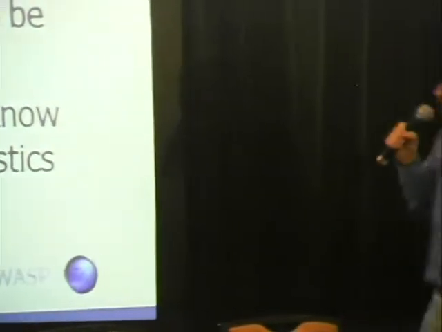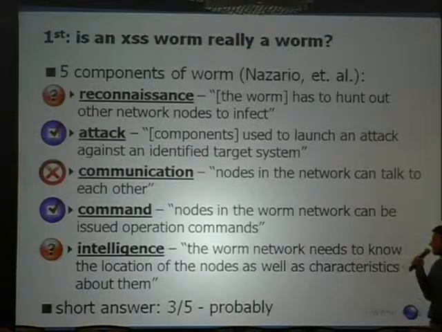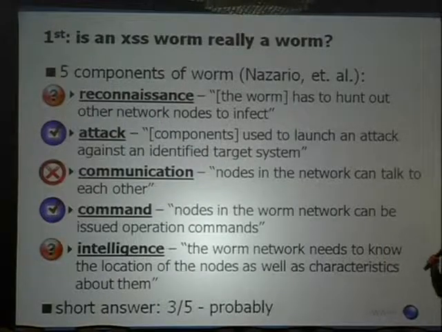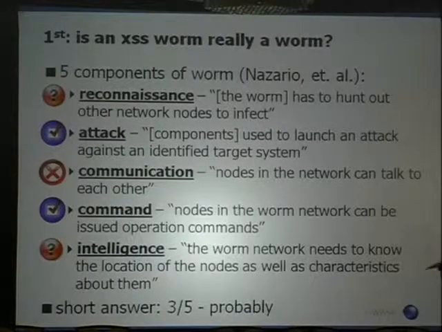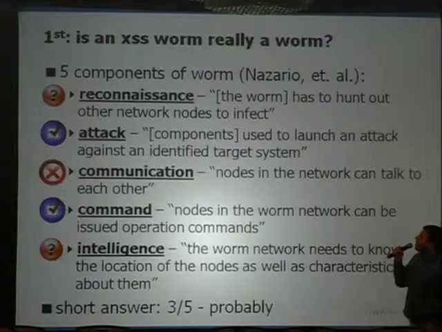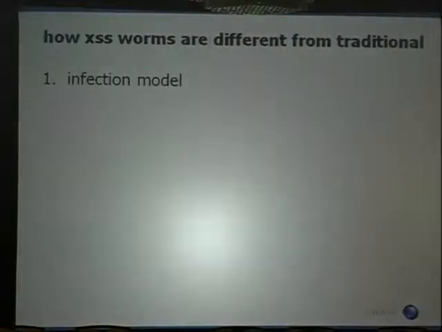Intelligence: the worm network needs to know the location of the nodes and characteristics about them. This is what some of the network worms did, but with cross-site scripting worms, we don't really see that in any of the worms that we've analyzed. So doing a little bit of fuzzy voodoo math, we come up with maybe 3 out of 5. So is a cross-site scripting worm a real worm according to the definition? Probably. So how are cross-site scripting worms different from the network worm? The infection model is different.